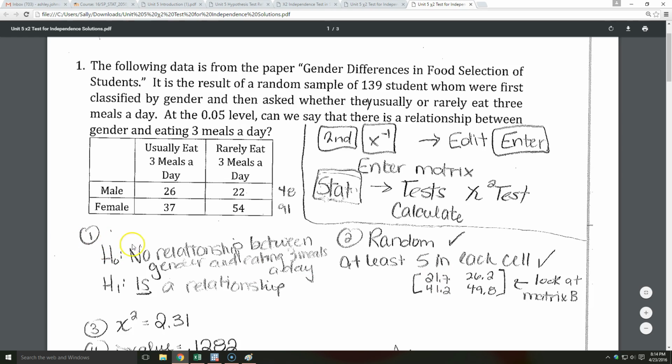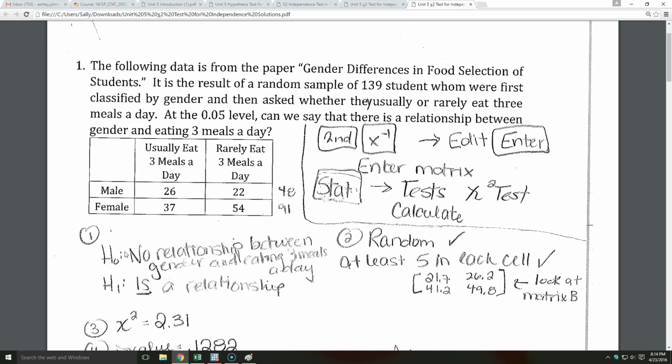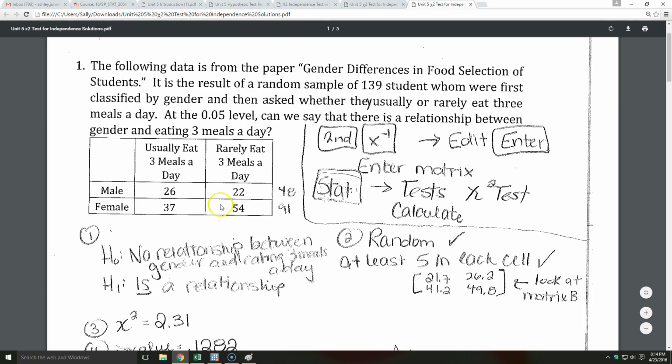So H0 is no relationship between gender and eating 3 meals a day, and H1 is that there is a relationship. So notice that there's not an official stated claim, and part of this is because regardless of what your claim is, you're going to have the same H0 and H1. And the other reason is that we've talked about how you don't usually want your claim to be H0 because we never say H0 is true. We just don't get rid of it at the time.